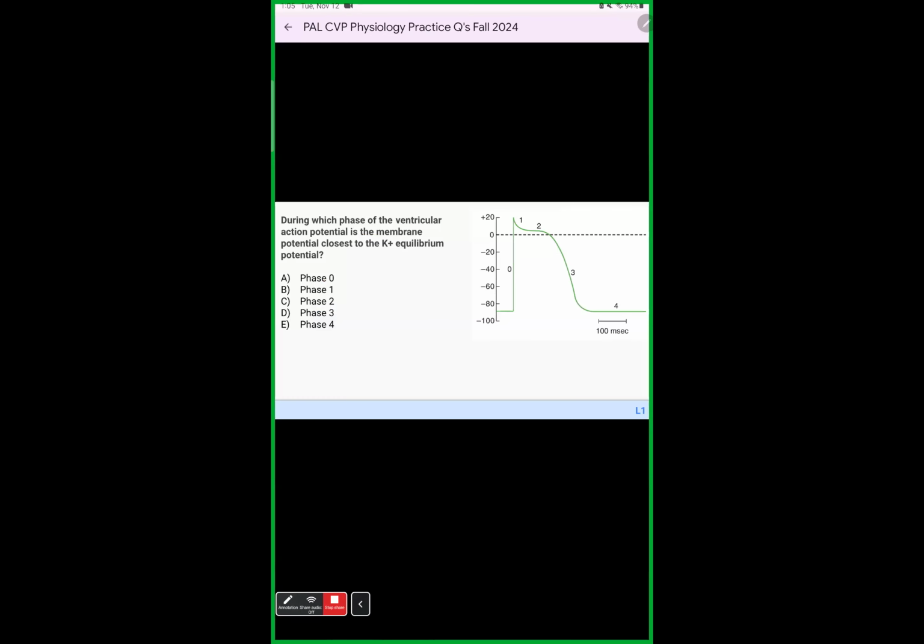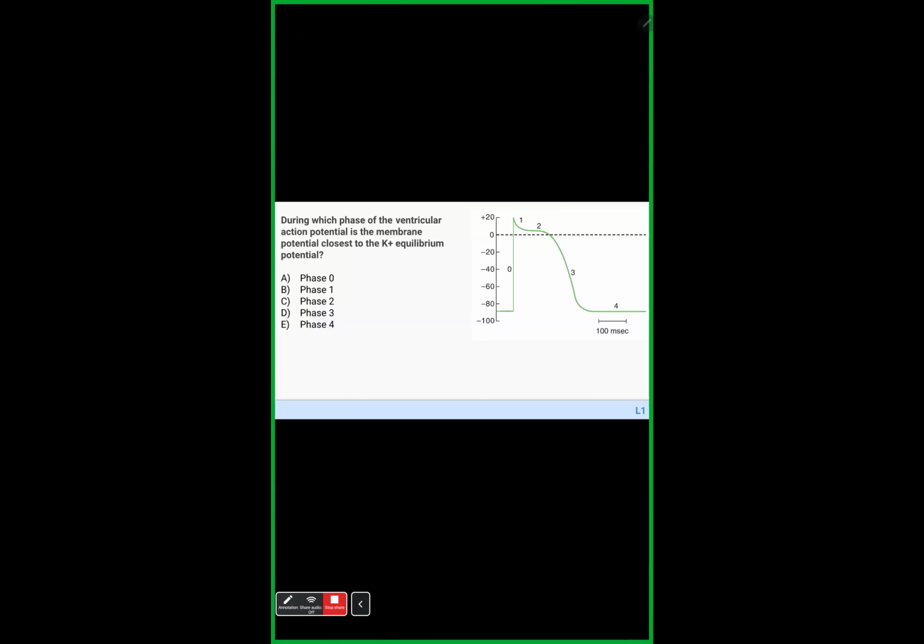Okay, let's go on to the next question. During which phase of the ventricular action potential is the membrane potential closer to the potassium equilibrium potential? So what do you guys think? All right, you guys are doing great. It is actually E, which is phase 4.